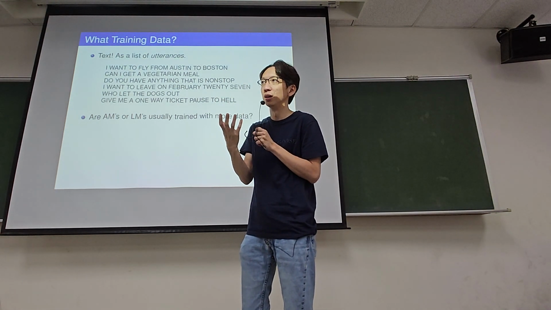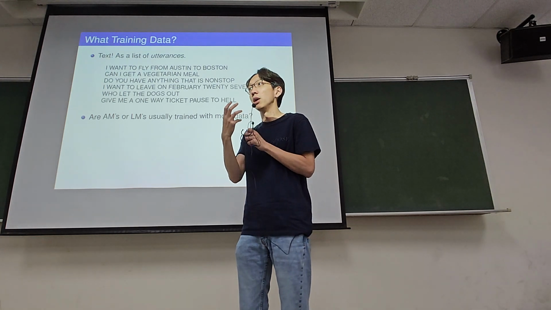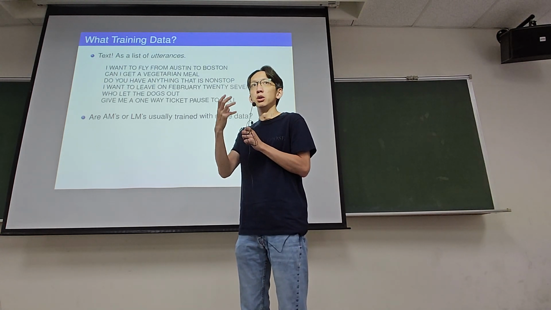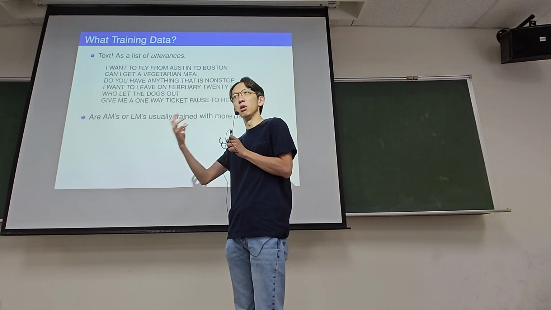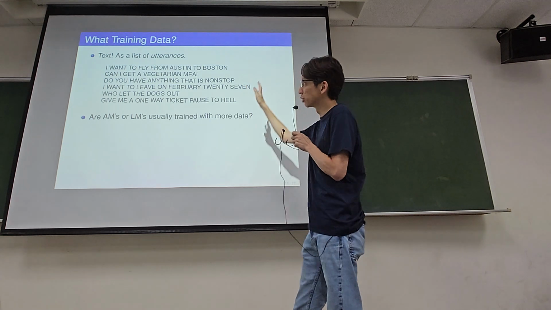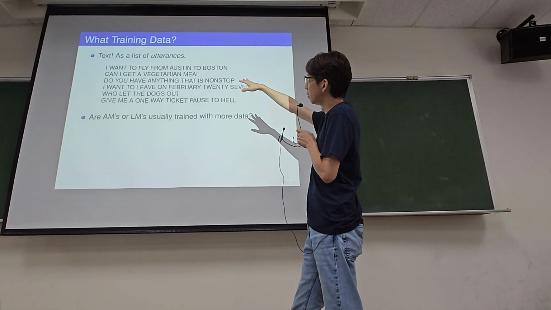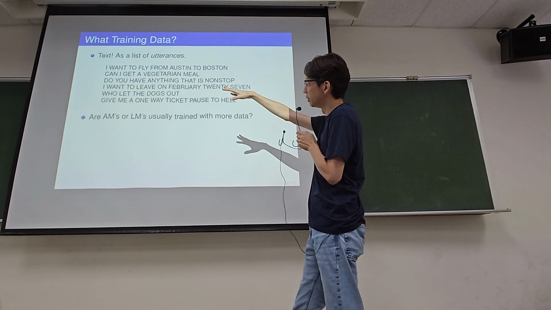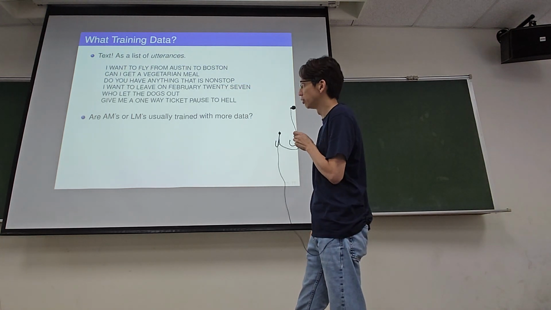So training the acoustic model requires speech data and transcription. Training a language model only requires text. You only need to look at the text data to be able to train your language model. The language model usually comes from sentences like, I want to fly from Austin to Boston. Can I get a vegetarian meal? Basically, you get a million of these utterances, and you can start doing an estimation.